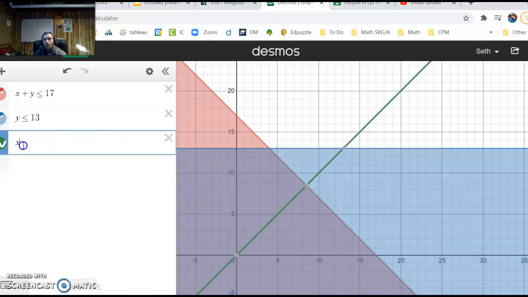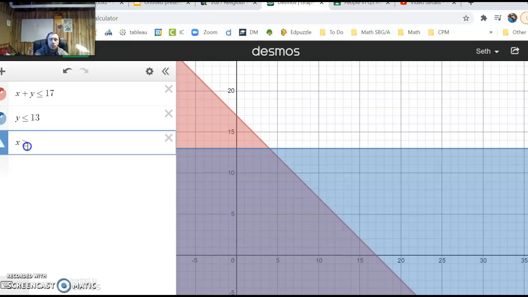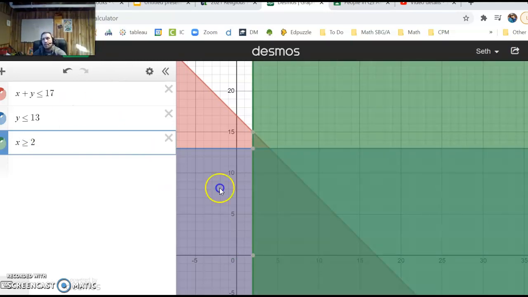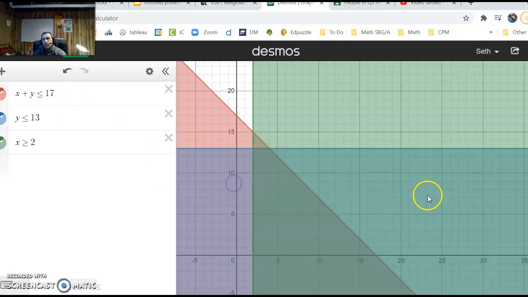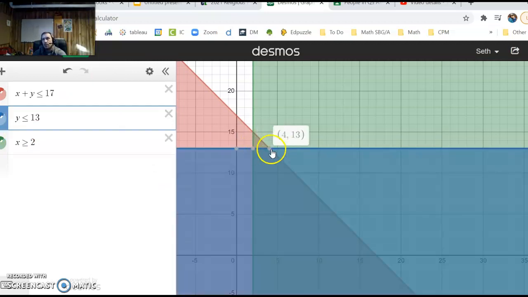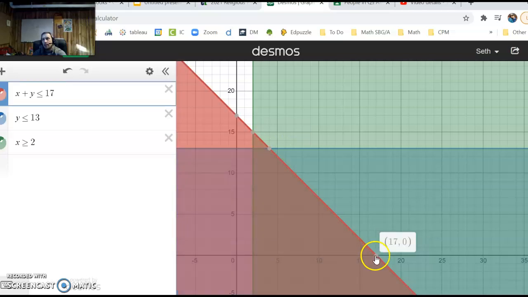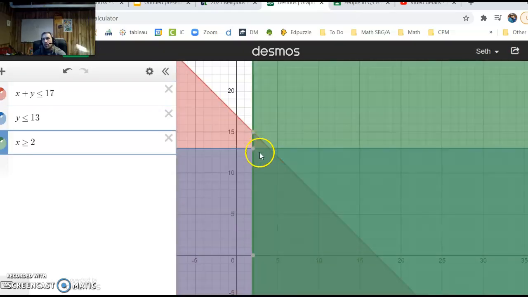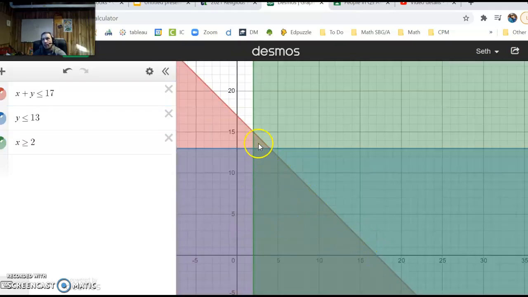But we also know that X has to be greater than or equal to 2 hours. And look at what this does. This is all 2, and so everything over here works. And so now we have new constraints: 2, 13, 4, 13, and down here. And you can see that this is the overlap that's happening.